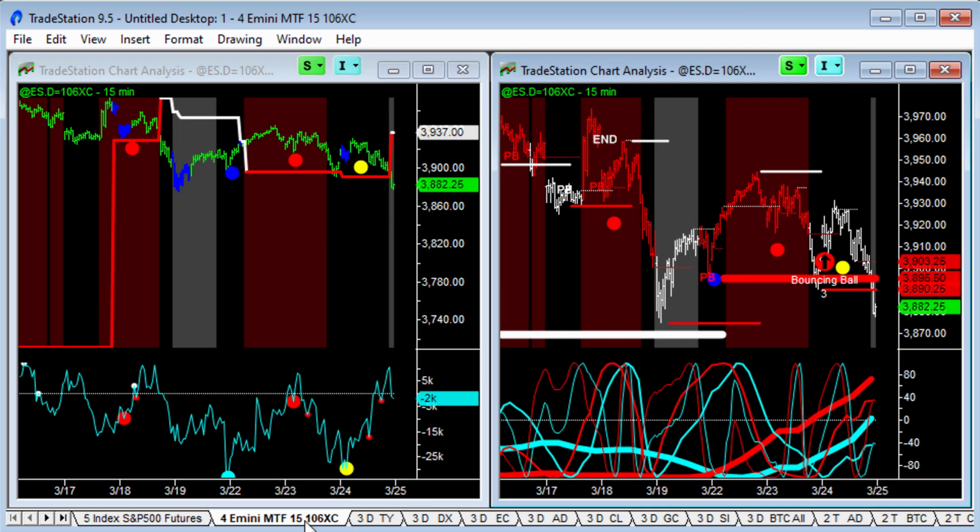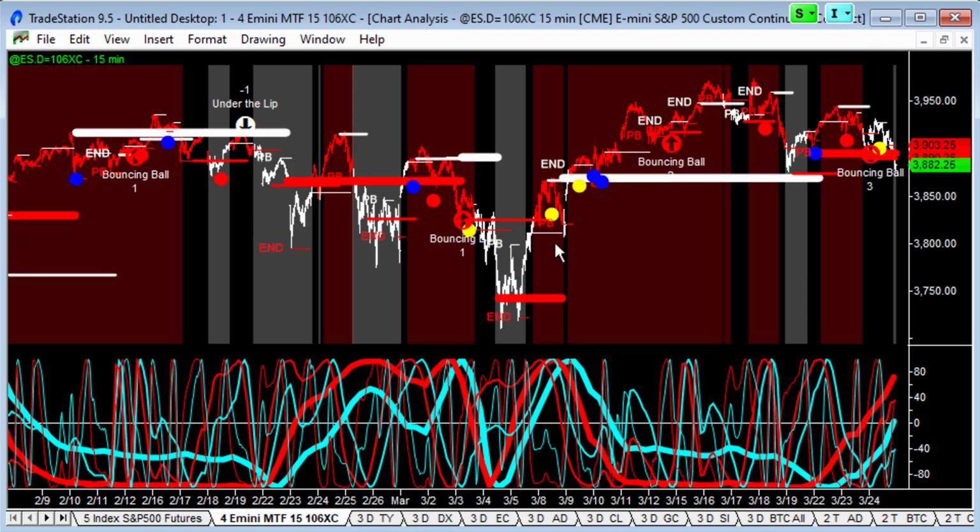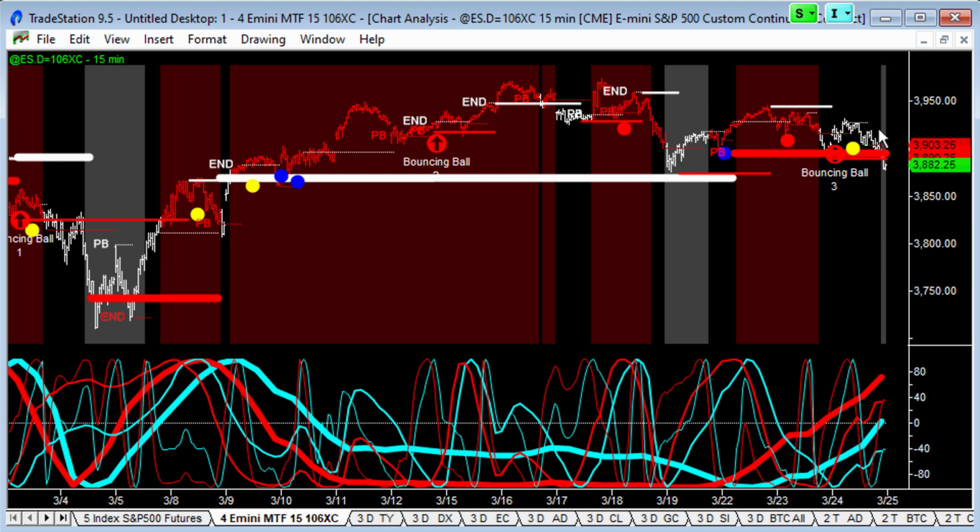But on shorter time frames, trading down on the 15-minute chart, we can see that we've broken now, having topped out nicely with end of trends here. We've been rolling over, and on the 15-minute chart we've broken into weakness here.